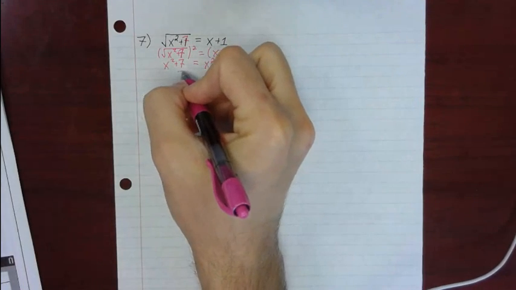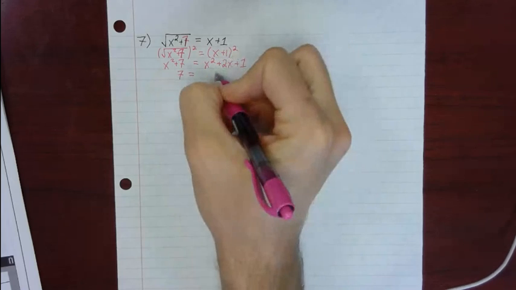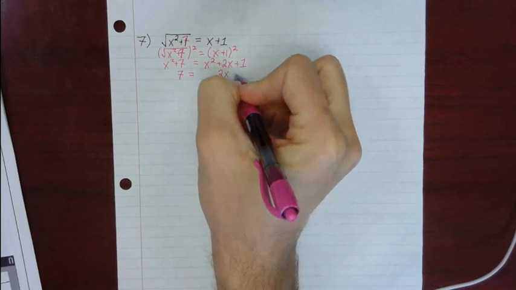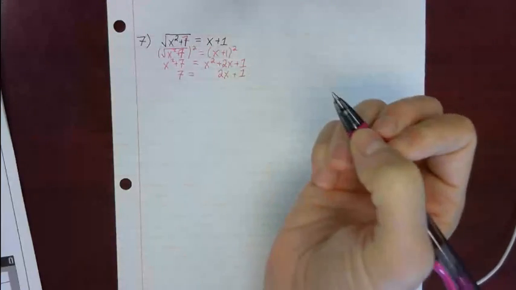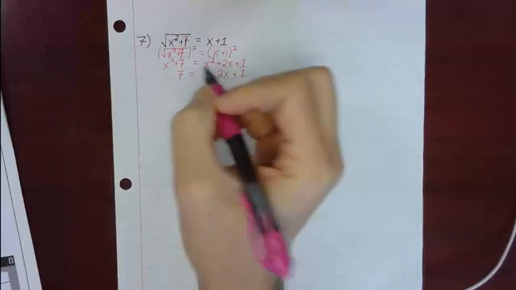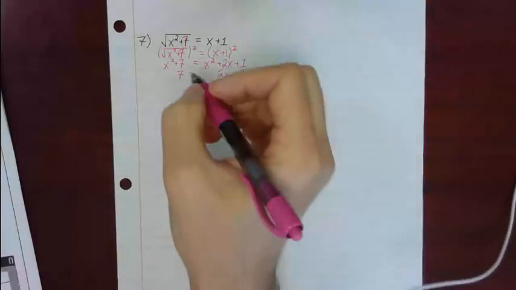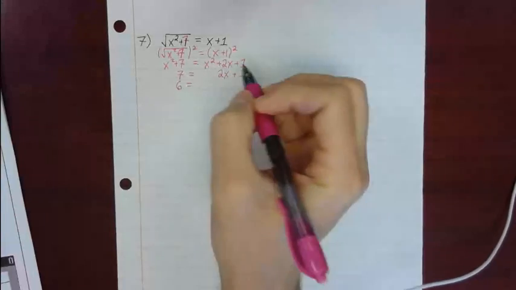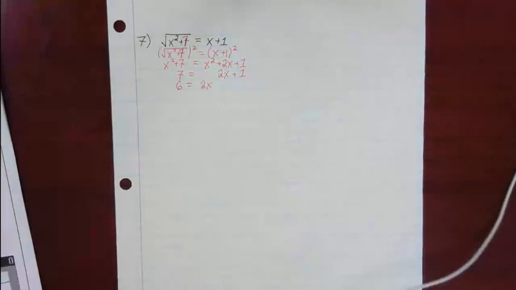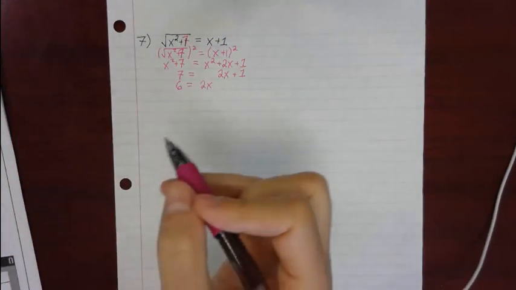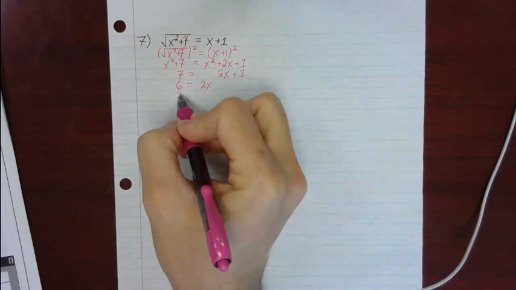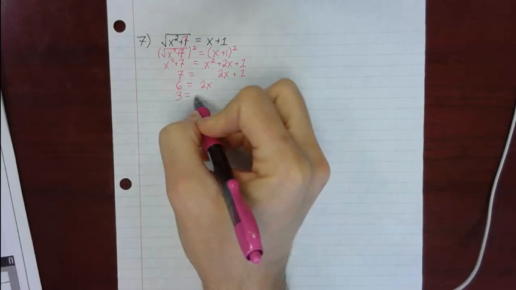That would mean that we'd be left with 7 being equal to 2x plus 1. And if that's the case, that means that we could subtract 1 from both sides and get 6 is equal to 2x. And then lastly, all we have to do is divide by 2 and get that 3 is equal to x.